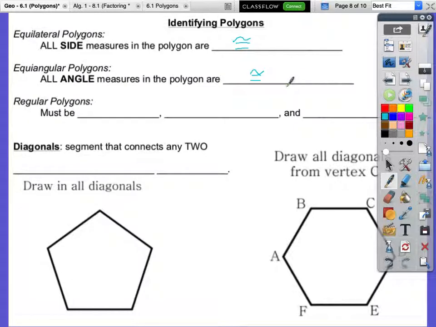For a polygon to be considered regular, it has its own definition. A regular polygon will be convex, not concave. Convex is one where it points out. It is equilateral, as well as being equiangular.